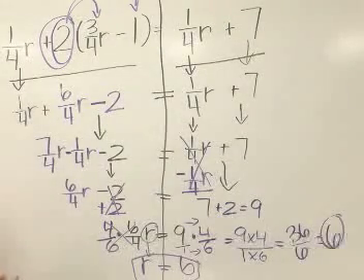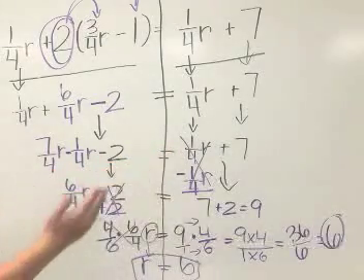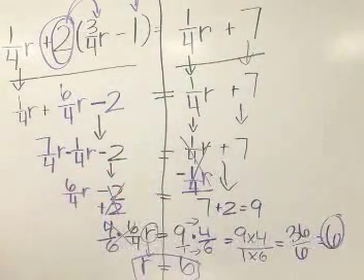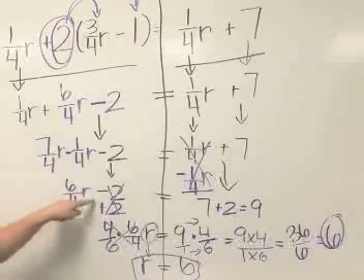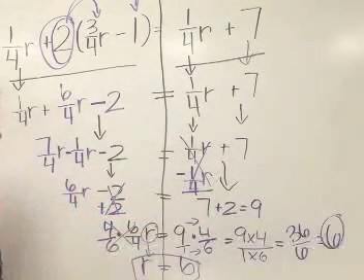So my goal is to get my variables on one side, but first I must combine like terms. So I combine my 1 over 4 r plus my 6 over 4 r, and I get 7 over 4 r. Okay? I keep my negative 2, and I keep my 1 over 4 r plus 7. So then my next step is to subtract my 1/4 r from this side and bring it over to this side, right? And I get 6 over 4 r, and I keep my negative 2, and I keep my positive 7.